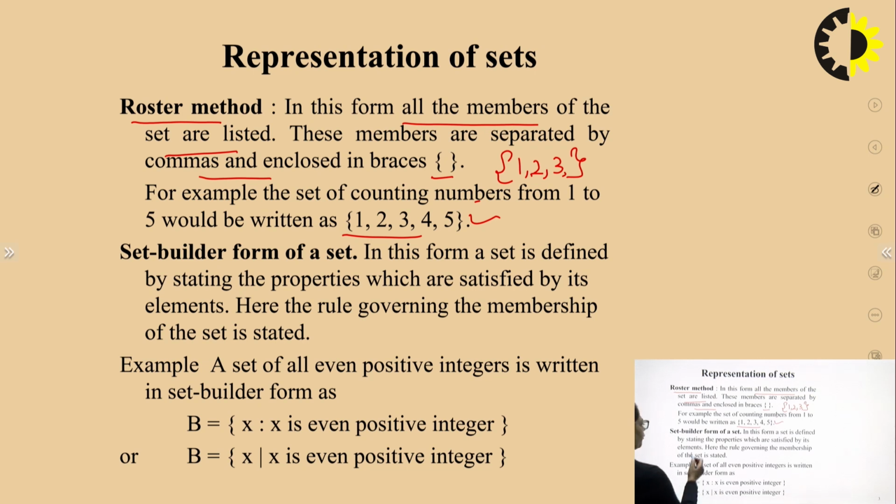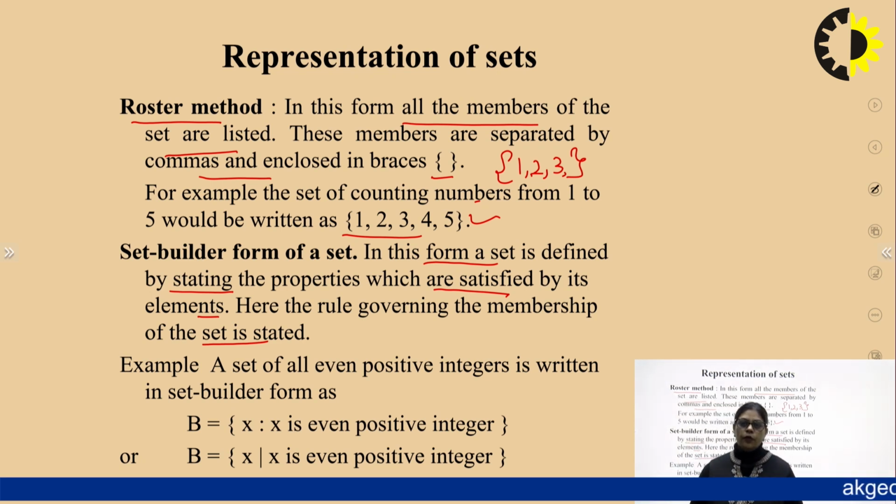Set builder form of a set. In this form, a set is defined by stating the properties which are satisfied by its elements. Here the rule governing the membership of the set is stated. Now here we will not write the members, but we will write the rule, the rule which all the members will satisfy, right? The rule is true for some of the members and those will be included in the set.